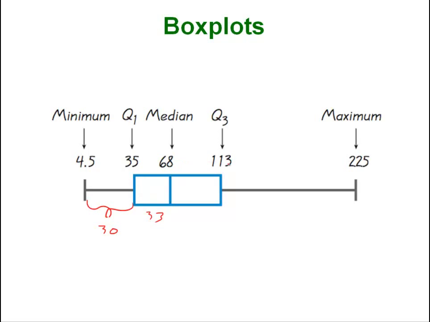And then going from 68 to 113, so that's 45. Well, it's definitely longer than that, so that's pretty good. And then from there to there is 112, which should be almost 2.5 times that size. So that's pretty good. So their scale's not too bad, but you get the idea. The scale should reflect the numbers. And by looking at this box plot, you can see that the majority of the data, right? Because this box represents Q1 through Q3. That's 50% of your data.